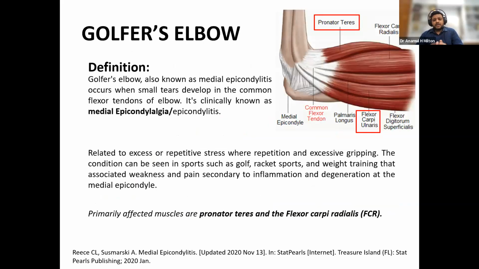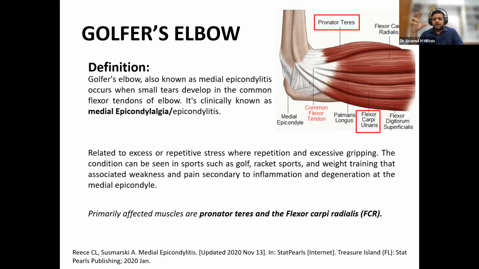Now I'm talking about the golfer's elbow, or medial epicondylalgia or epicondylitis. This actually affects the medial part, and there are 5 muscles in this area, and most commonly 2 muscles are affected. One is the pronator teres muscle, and another is the flexor carpi radialis muscle. So 2 muscles are mostly affected in case of golfer's elbow or medial epicondylitis.